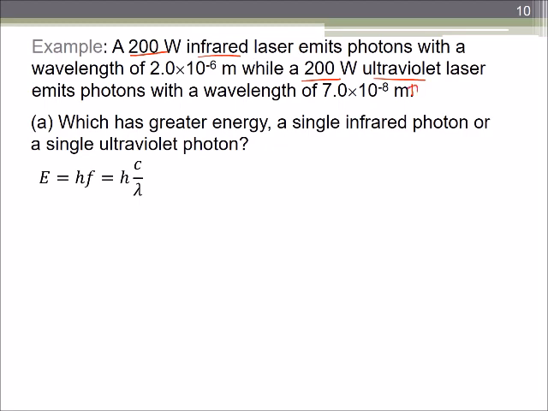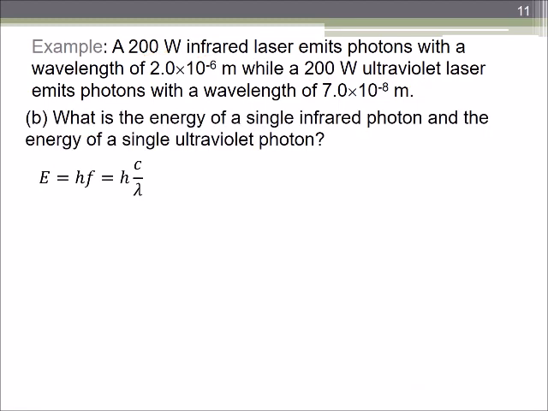But if we look at our formula, the energy is equal to hf, or h times c over lambda. The one with the smaller lambda means the energy is bigger. So our ultraviolet light is going to have more energy.